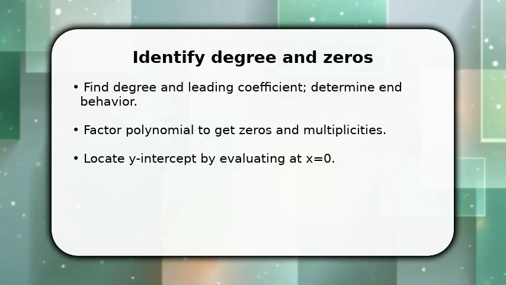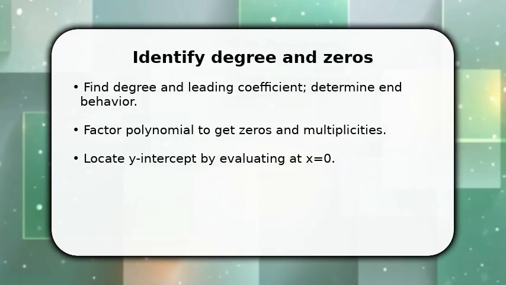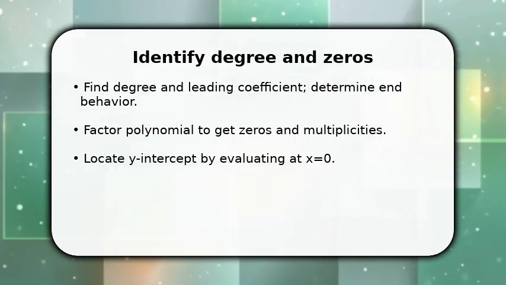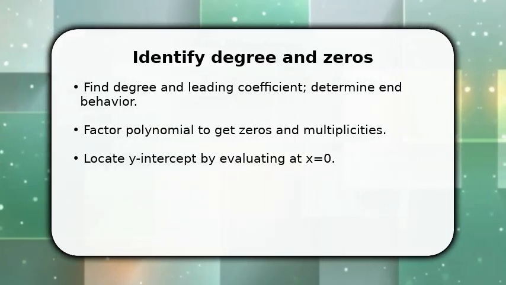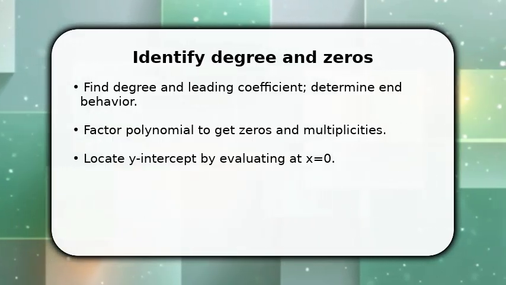Enjoy the video. Start by examining the polynomial. Note its degree and leading coefficient because they set end behavior. Then factor it if possible to list zeros and their multiplicities. This tells you whether the graph crosses or bounces at each root.